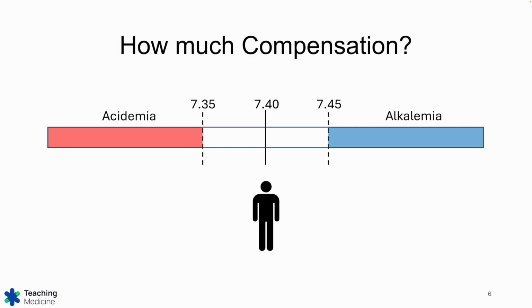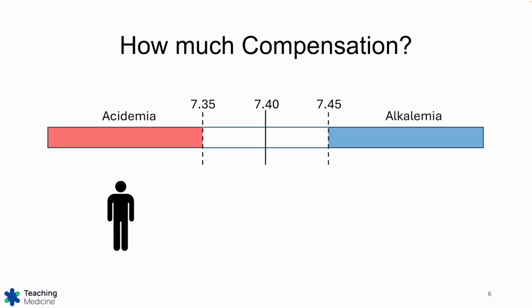Now, probably something that is going to be the most confusing, the hardest one to wrap your head around, is the degree of compensation. We're going to have a couple podcasts on this in the future, but I just wanted to start you thinking about how much compensation you should expect. So remember, the white zone is normal, 7.35 to 7.45. And if you had a patient with an acidemia process, the compensation is going to try to move the pH towards normal, just like that.